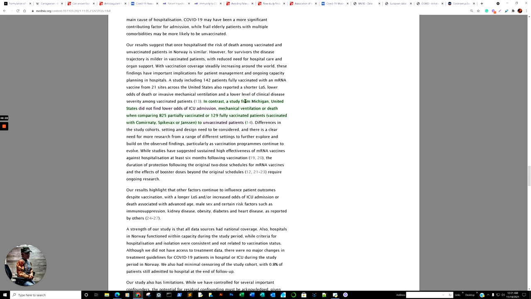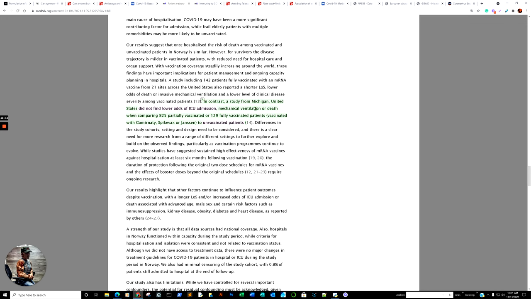Here it is. In contrast, a study from Michigan, I want to see this study too. If anybody has links to the study, let's check it out. In contrast, a study from Michigan, United States, did not find lower odds of ICU admission, mechanical ventilation, or death when comparing 825 partially vaccinated or 129 fully vaccinated patients with either one to unvaccinated patients. So I will reiterate that.